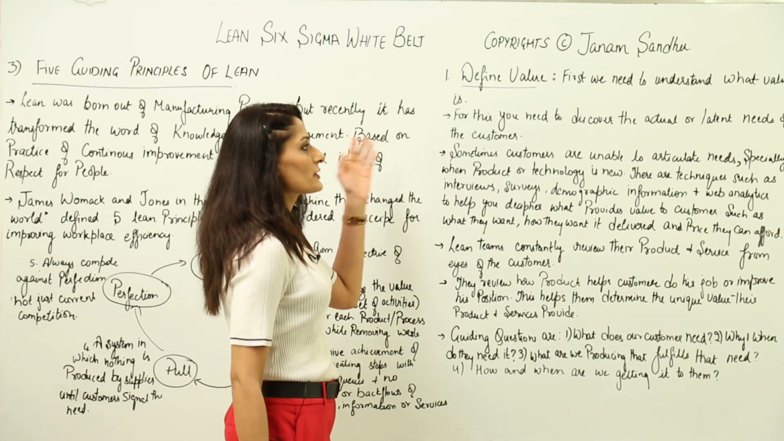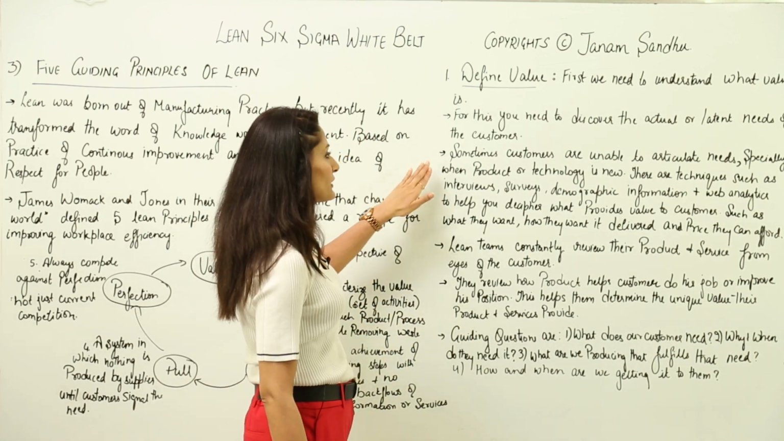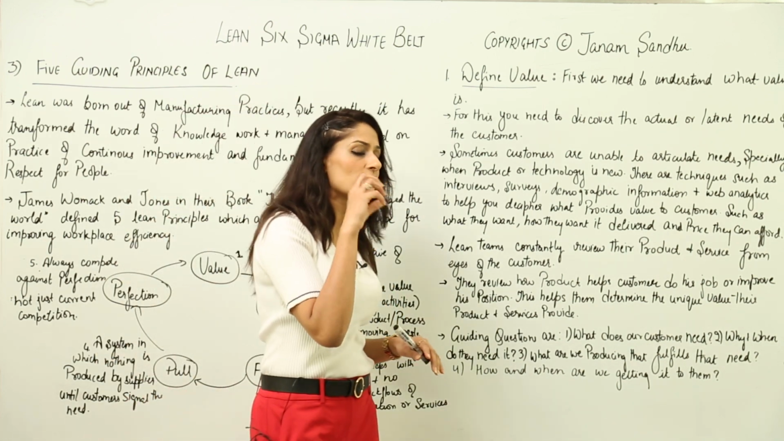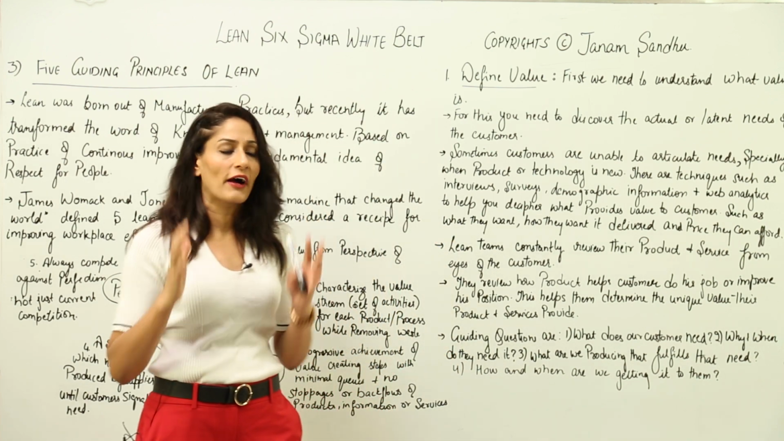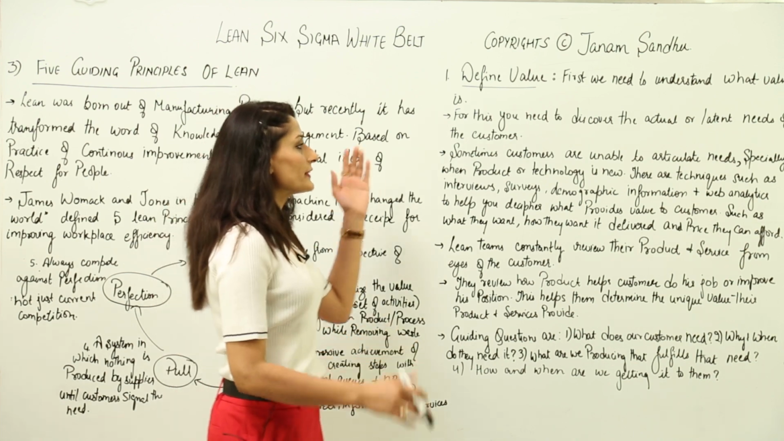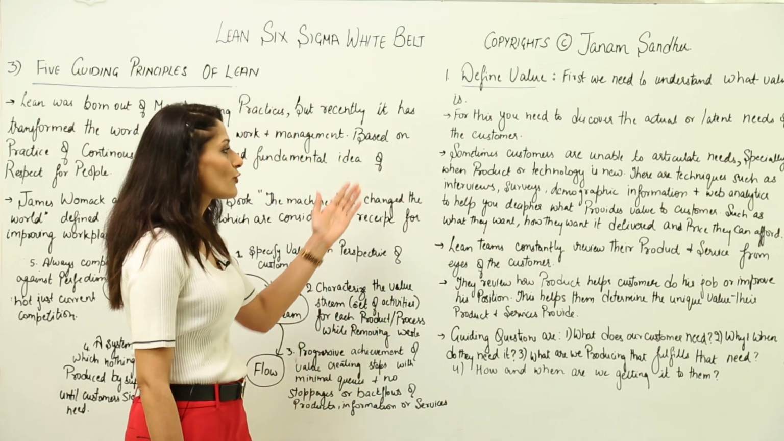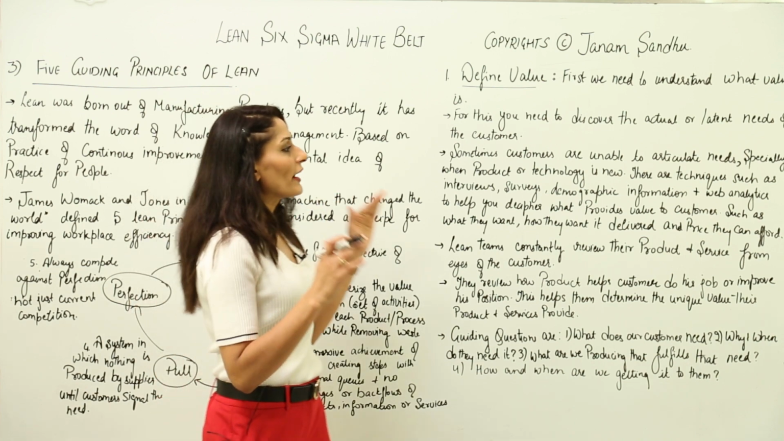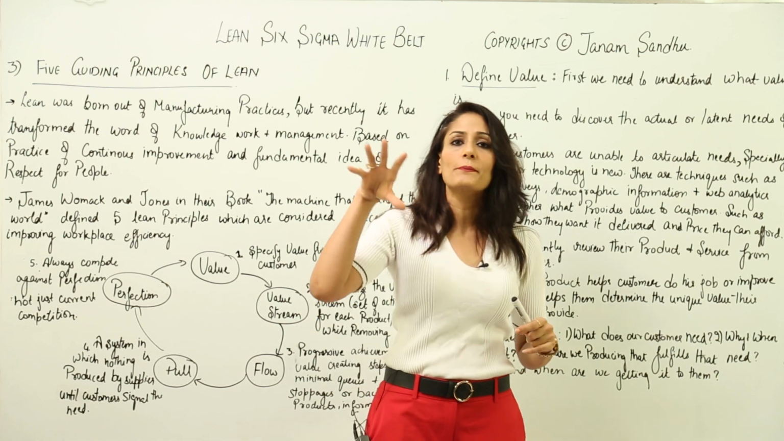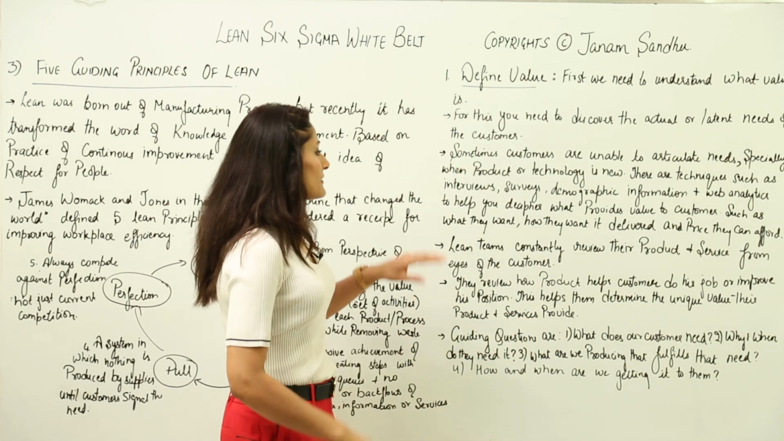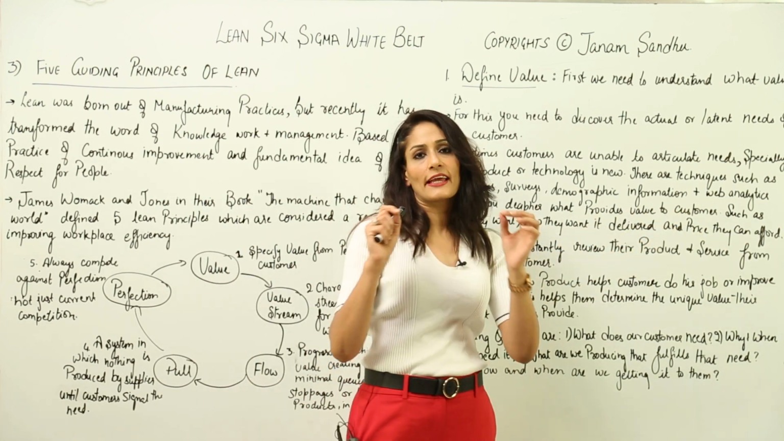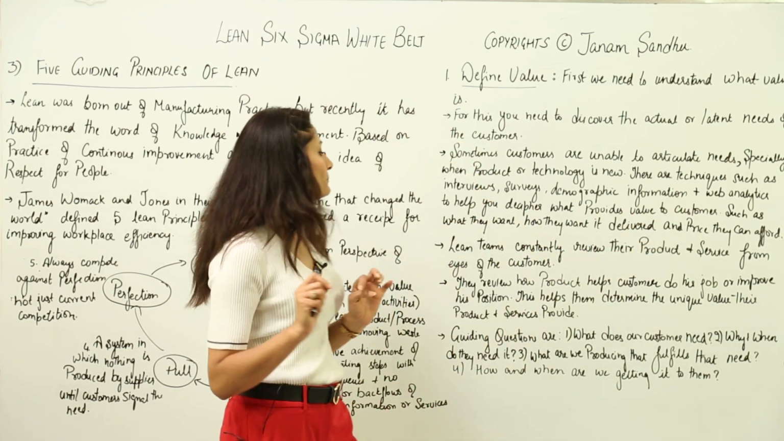Sometimes customers are unable to articulate their needs, especially when the product or technology is new, because they feel something is missing, something is not valuable, but they are not able to define it. So there are techniques such as interviews, surveys, demographic information, web analytics to help you decipher what provides value to the customer. These techniques are used to understand what actually provides the value to the customer, such as what they want, how they want it delivered, and the price they can afford for that particular product, right?